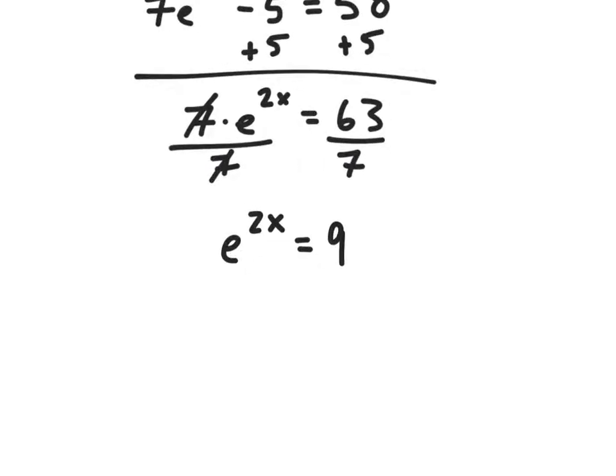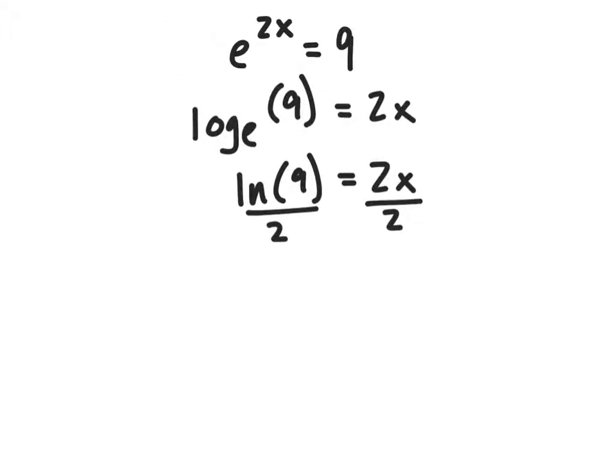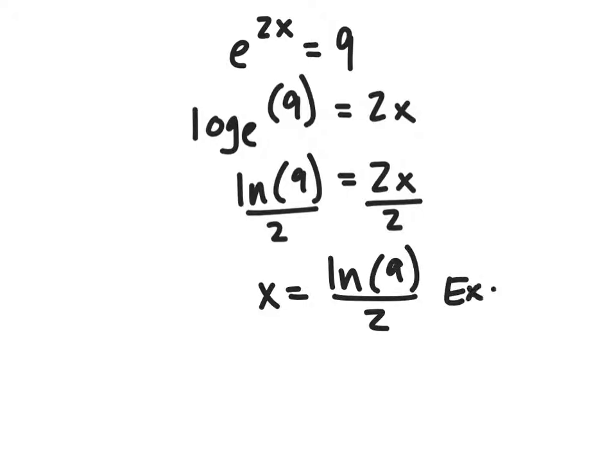First way I'm going to solve this is I'm going to rewrite this as log base e of 9 is equal to 2x. When I have log base e, remember that's just simply a natural log of 9, and that's going to equal 2x. I'm going to divide both sides by 2. And so then I get this solution that x is just equal to the natural log of 9 divided by 2. This is exact.